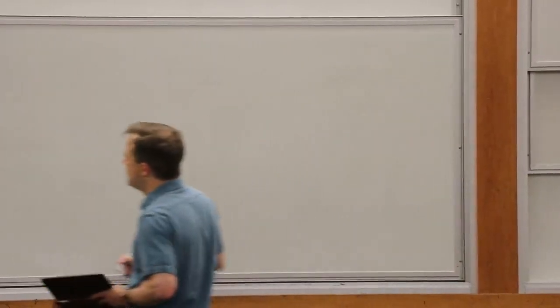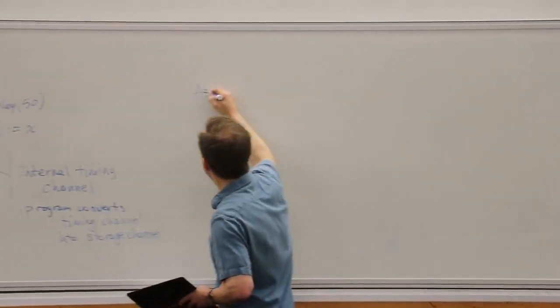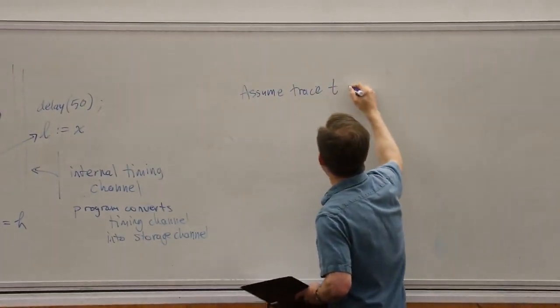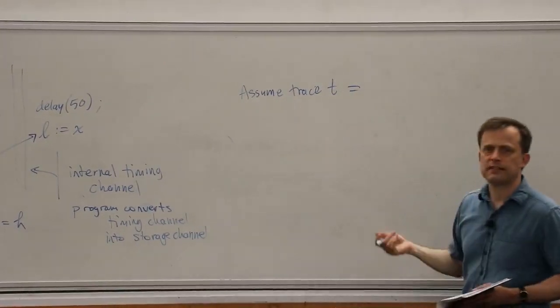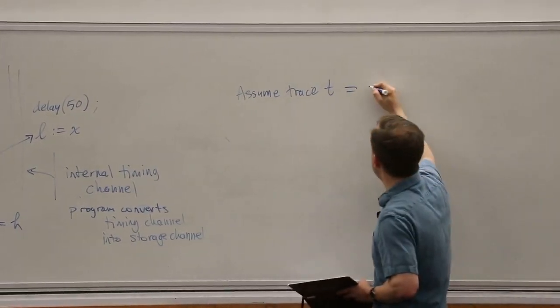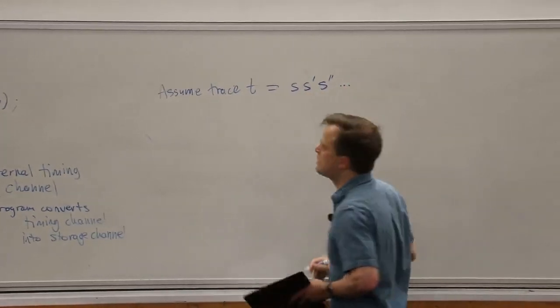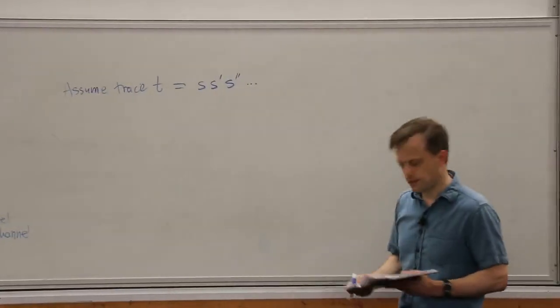So let's assume that the trace T is a sequence of states. So T is going to be S, S prime, S double prime, and so on. Maybe an infinite sequence.